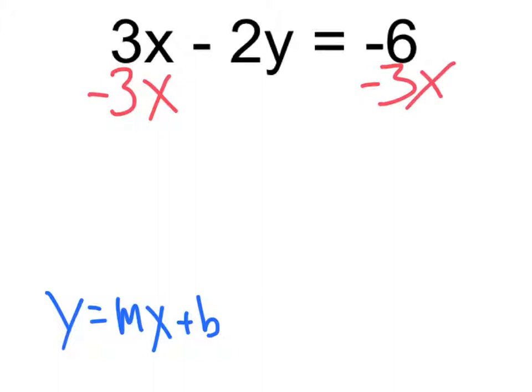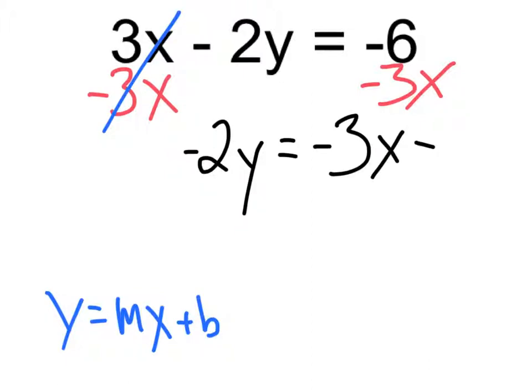And I know that these now cancel out. 3x minus 3x is 0, so all that we're left with is negative 2y equals what? So again, I see it's negative 3x minus 6. We can't combine these terms, so I'm going to write negative 3x minus 6, and I see we've got lots of negative numbers.